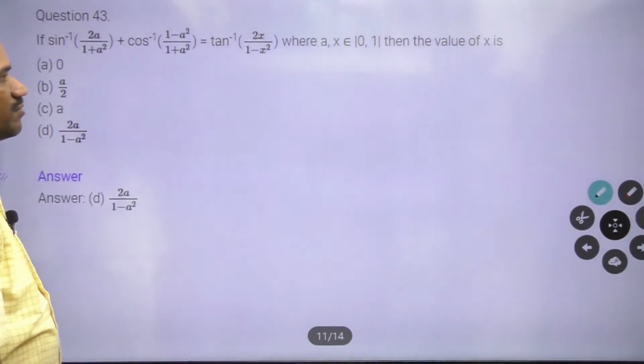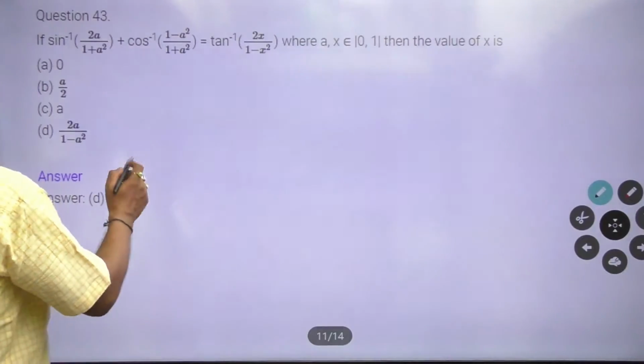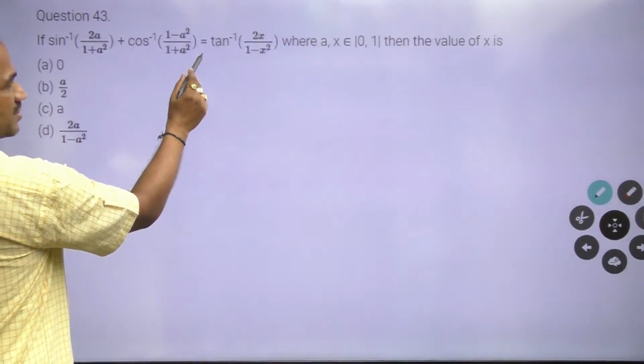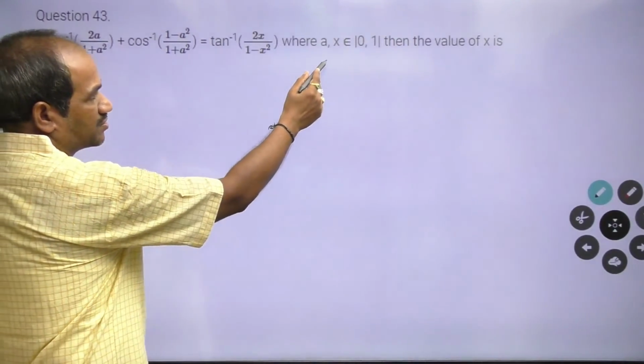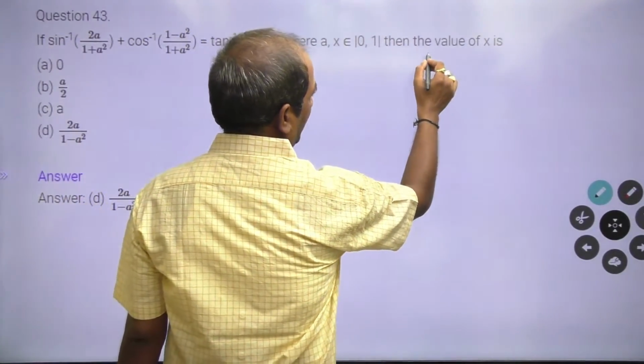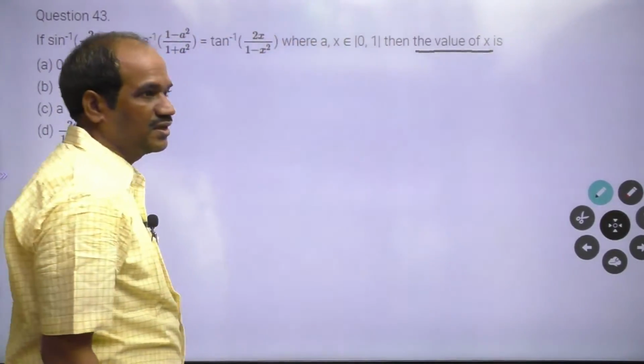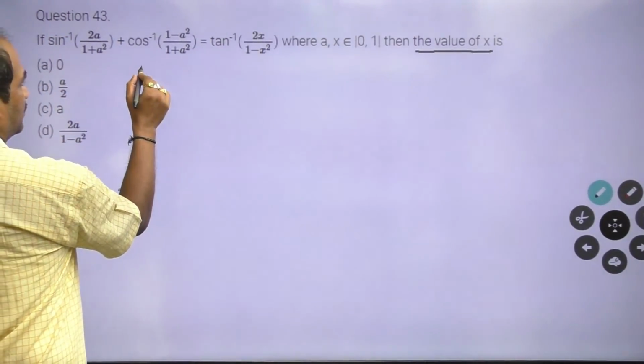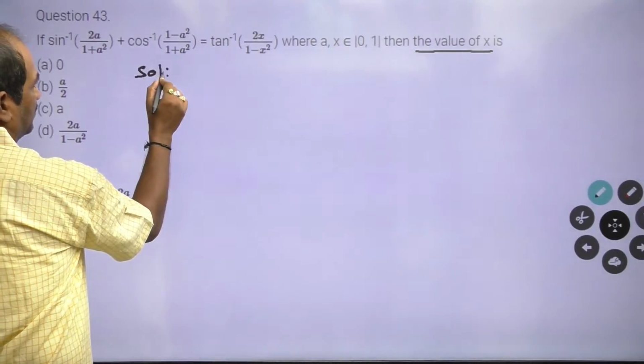Alright, see here in this next problem: sin inverse of 2a by 1 plus a square, cos inverse of 1 minus a square by 1 plus a square, where x belongs to the closed interval 0, 1. Then we have to calculate the value of x. First, write the given equation in this solution.